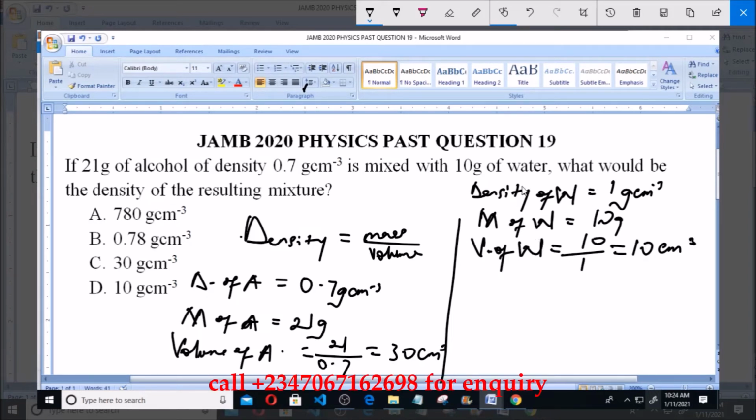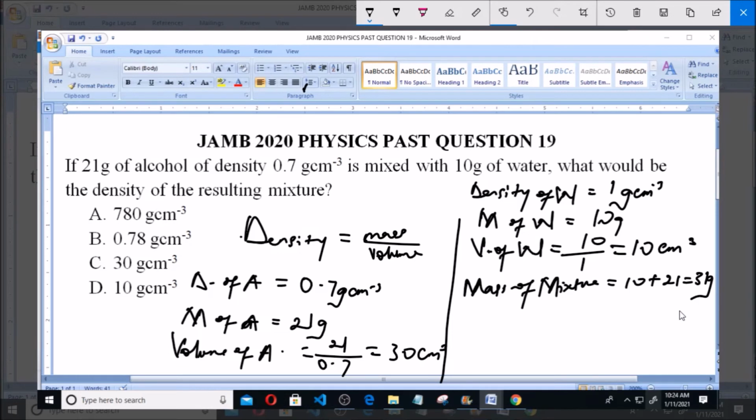Now we can find the density of the mixture, because the mass of mixture will be equal to the sum of the mass of water and that of alcohol, and that will be 10 plus 21, which is equals to 31 grams. Then the volume of the mixture will be equals to the volume of water plus the volume of alcohol, and that will be 10 plus 30, which is equals to 40 centimeter cube.